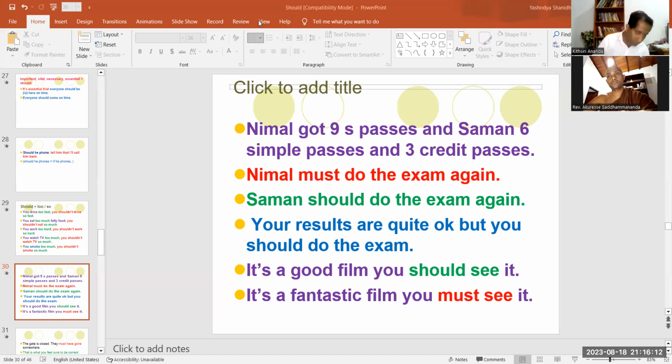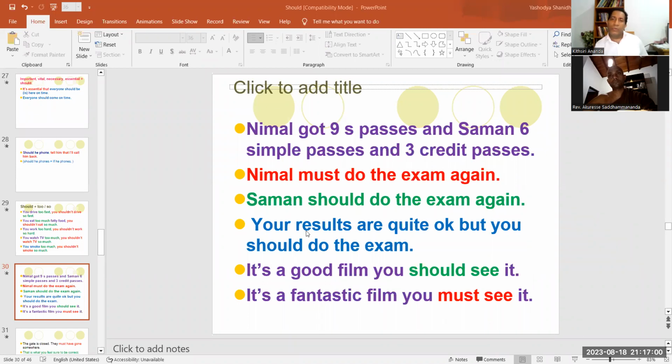I suppose that Saman has got 6 simple passes and 3 credits. He can sit for the A-level exam. I think that both students pass. Yes, Dhammasiri Thero, you are correct. Now, both of them have passed the exam. But according to the prevailing schooling system of our country, Nimal cannot go to the A-level class. But Saman can, because he has got credits for maths, Sinhala and other required subjects.